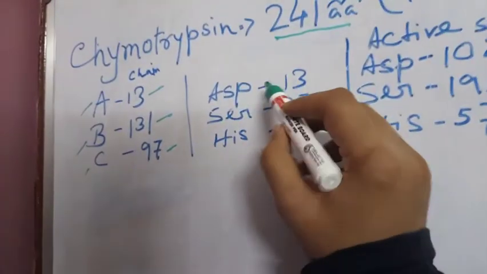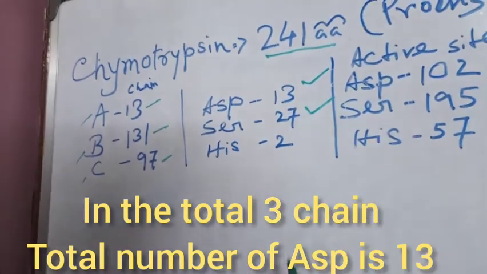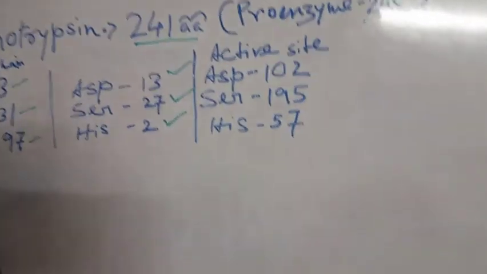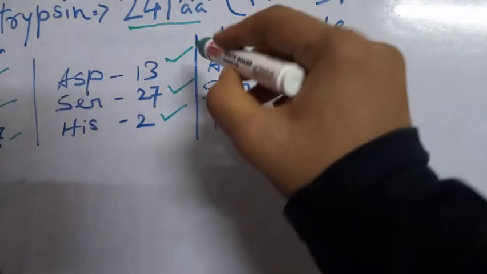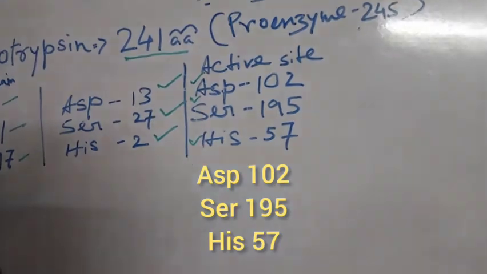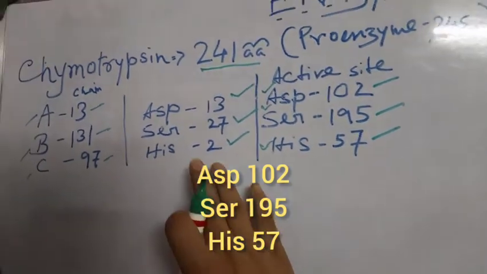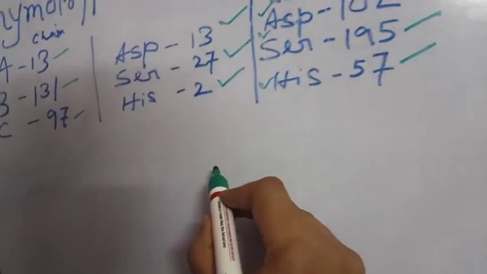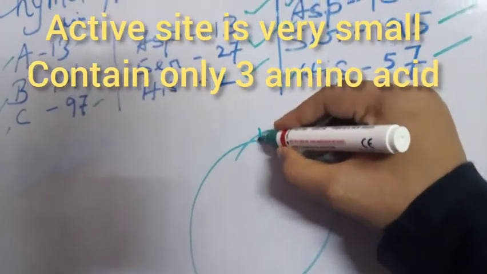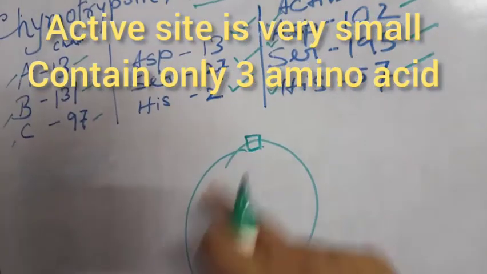Out of which they contain 31 aspartate, 27 serine and 2 histidine in their structure. But the active site is only constituted by 1 aspartate, 1 serine and 1 histidine, and their positions are 102, 195 and 57 respectively. So from this data what we get is that even though the enzyme is a large molecule, the active site is relatively small. Not only relatively small, it is very small. It is only constituted by 3 amino acids.